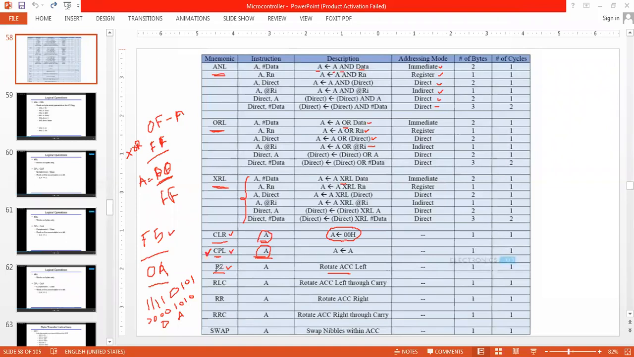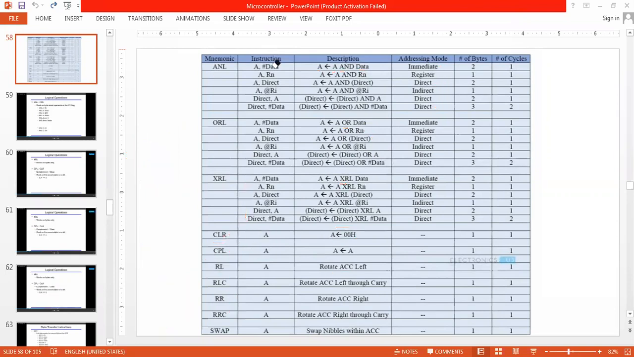Then, soon after this class, you have to join once again, for your attendance as well as these 4 instructions. We will complete these 4 instructions. RL. Rotate left. Rotate left the value of A by only 1 bit.